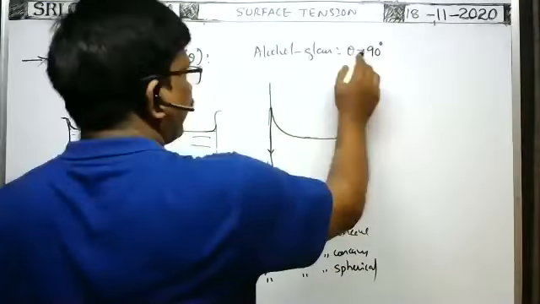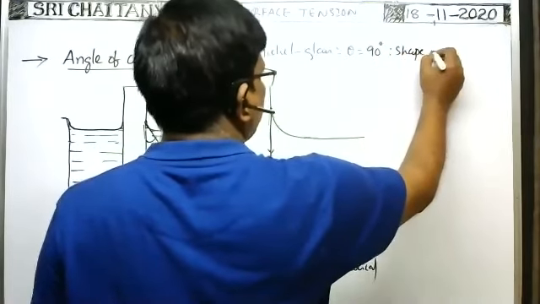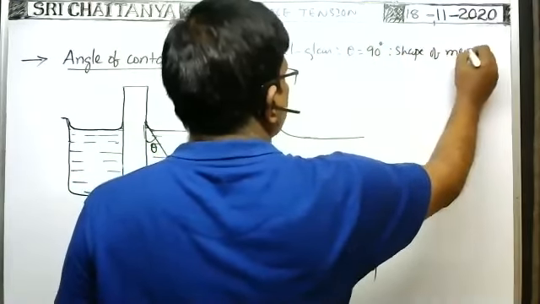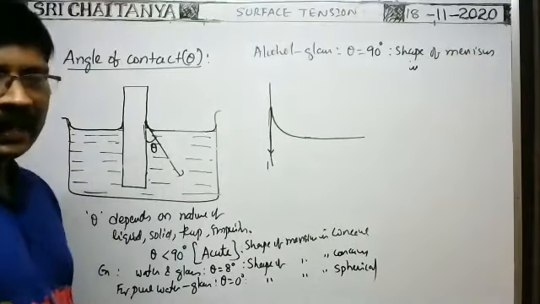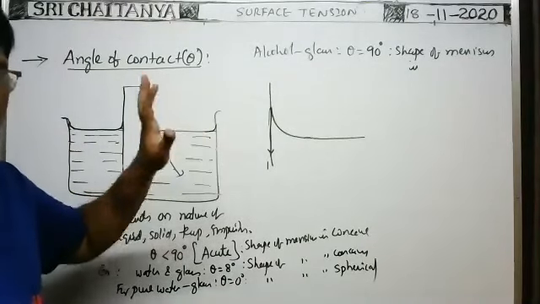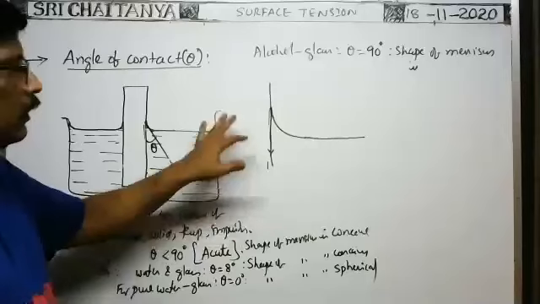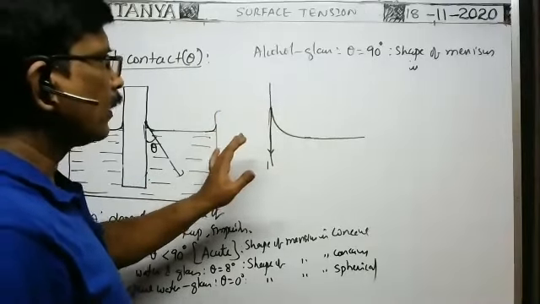Suppose the angle of contact is 90 degree, then what is the shape of the meniscus? More than 90 is also possible; I will explain. If the angle of contact is exactly 90, what is the shape of the meniscus?